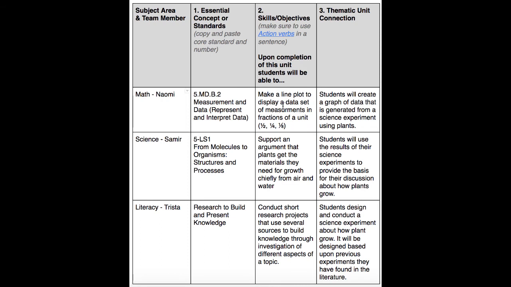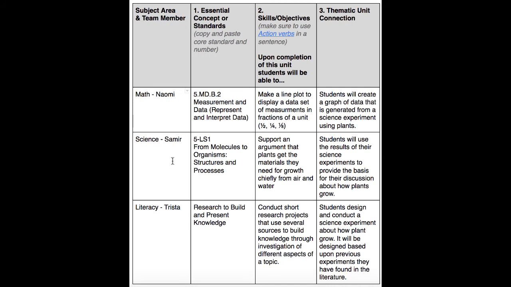So let's take a look. Number one, we talk about math, and the student who's doing this is Naomi. And the essential concept is measurement and data, how students can represent and interpret data. This is directly from the Iowa Core. The skill or objective is that, in representing data, they're going to make a line plot to display a data set of measurements in fractions of a unit, so half, quarter, eighth. And over here it says that they're actually going to create that data based upon information that they got from a science experiment using plants. Good. Okay, so that's math.